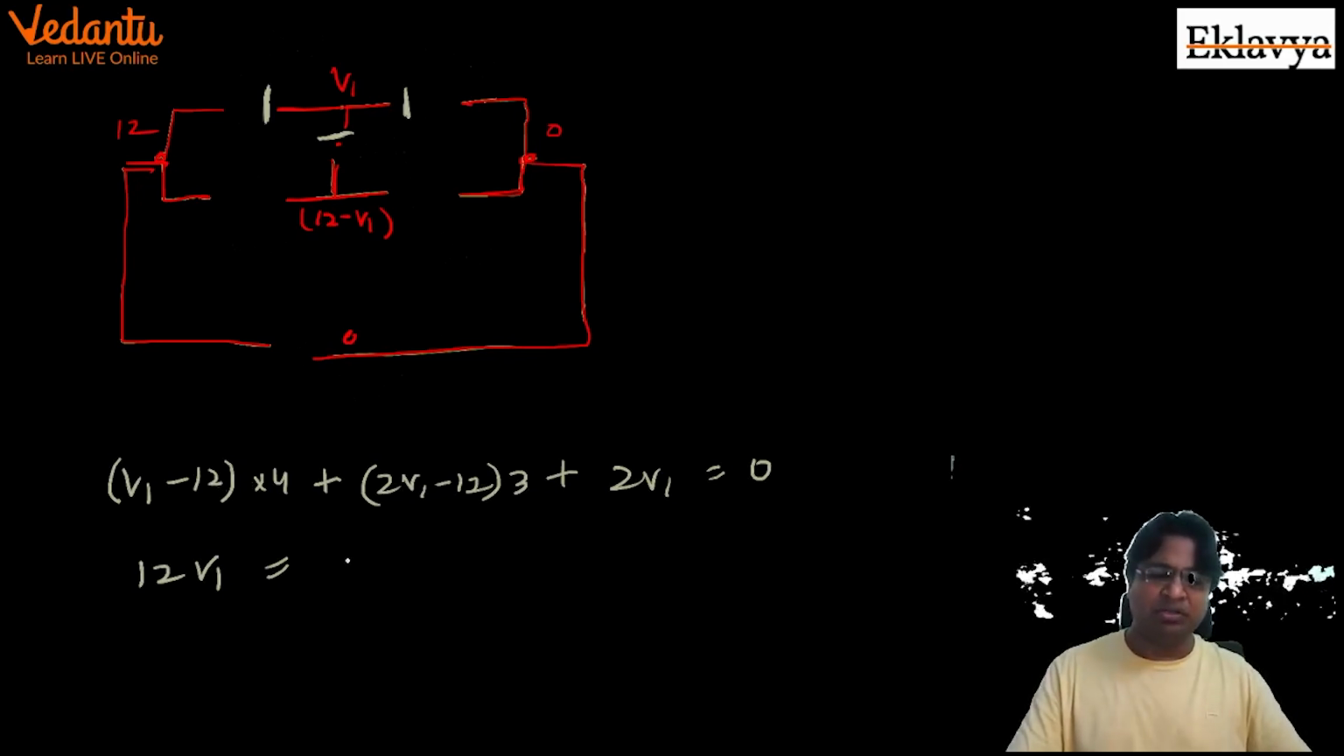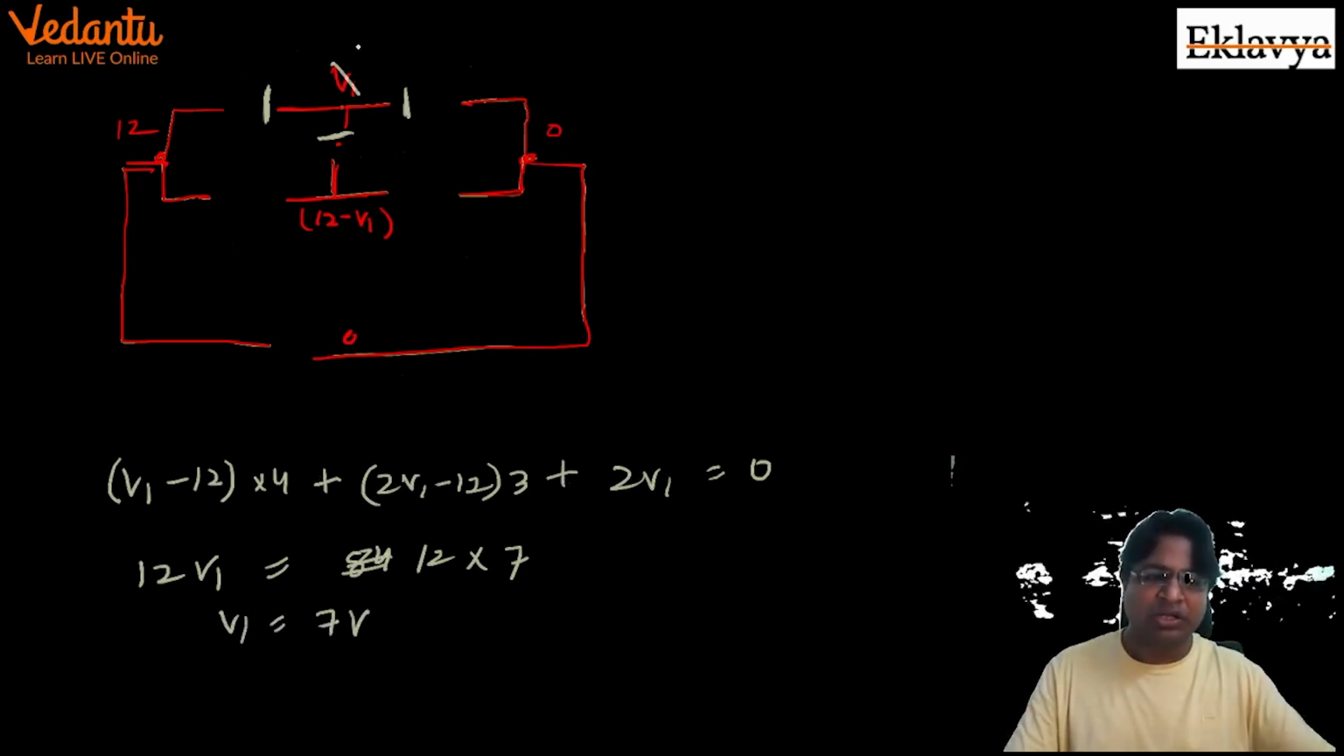That is 12 into 7, 84. All right, or you can simply write 12 into 7, because that would be easier, like 12 and then 7. So V1 we are getting as 7 volt. So we now know that the potential here is 7 volt, which means that the potential here is 5 volt.